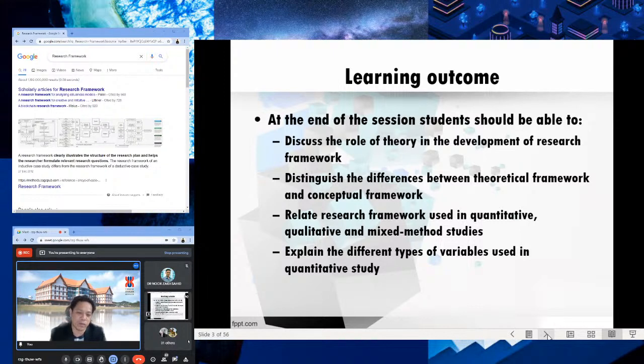and conceptual framework. What are the major differences between theory and conceptual framework? And some related research frameworks used in quantitative, qualitative, or mixed method studies, and be able to explain the different types of variables used in the quantitative study. So this is what a student or researcher needs to have some idea of by the end of this session: what the framework development is all about.